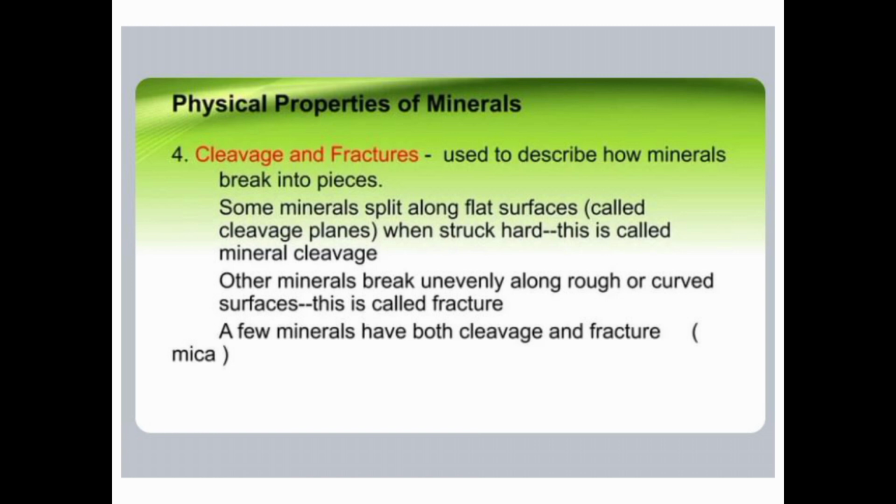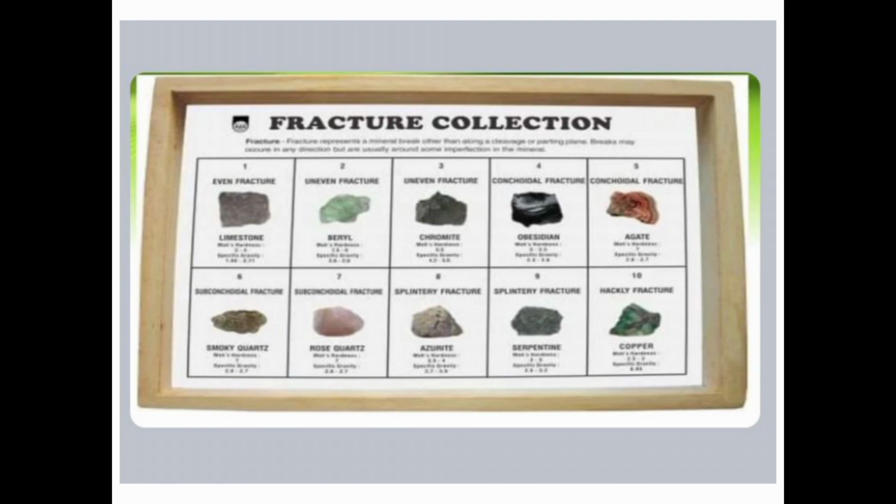Some minerals split along flat surfaces called cleavage planes when struck hard. This is called mineral cleavage. Other minerals break unevenly along rough or curved surfaces. This is called fracture. A few minerals have both cleavage and fracture, such as mica. As you can see in the picture, these are the examples of cleavage and fracture.